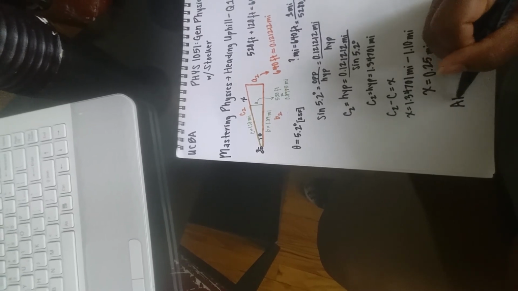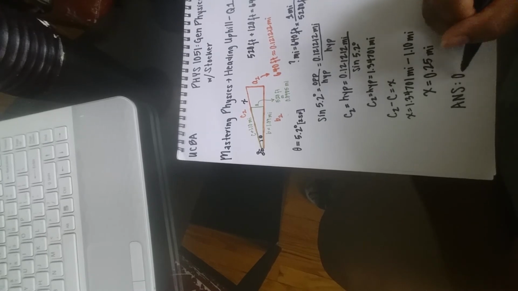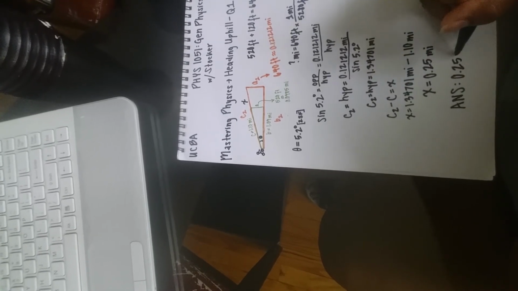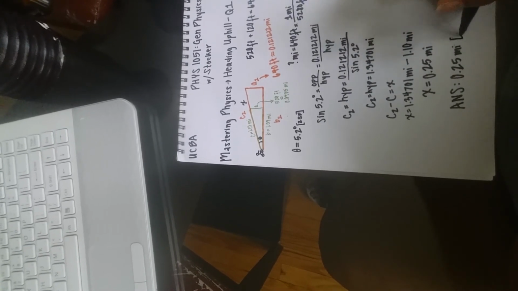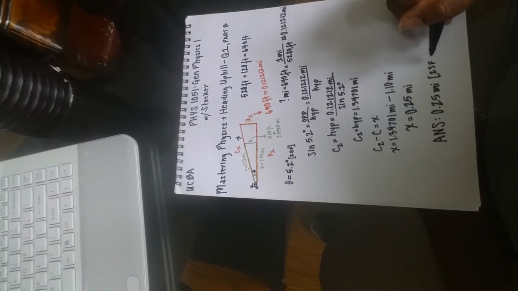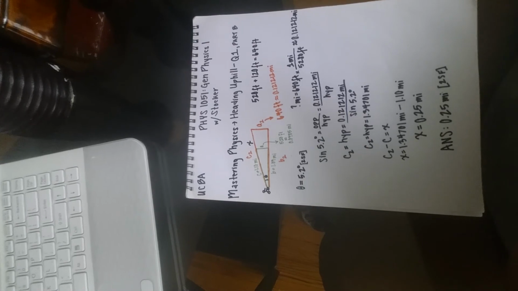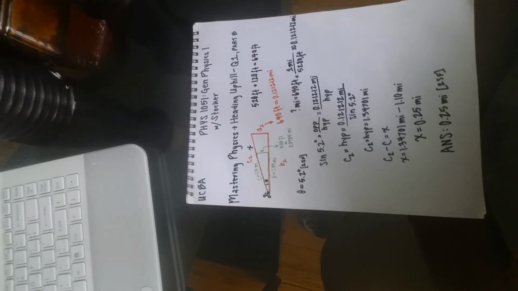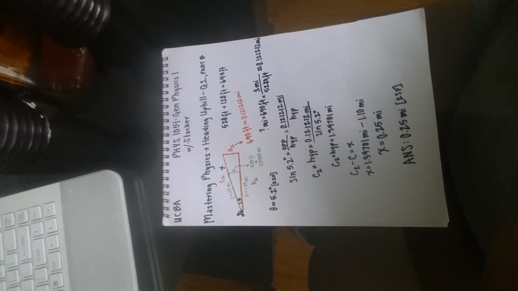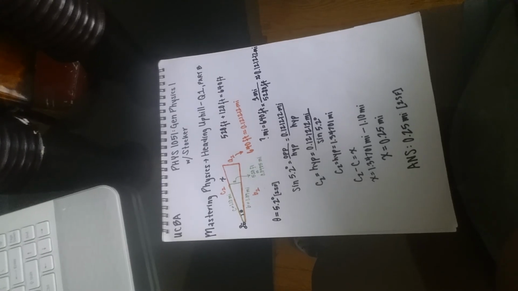So our answer is 0.25 miles, which is in two significant figures. So how much farther do you have to bike to go up another 120 feet of elevation for this problem? You have to go another 0.25 miles. And that's how I achieved my answer.